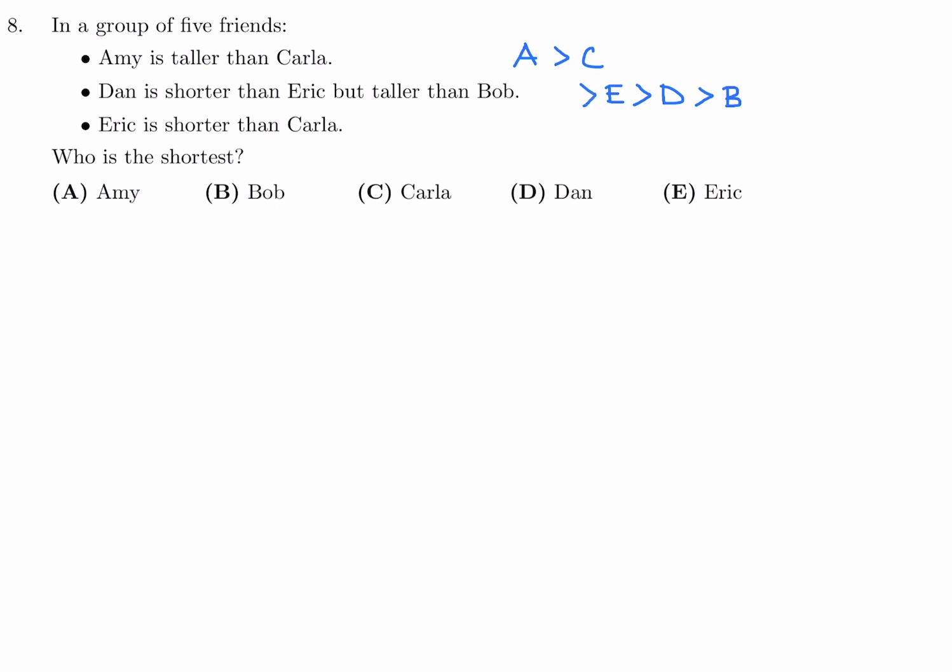I'm just going to write it here like that. Well, I can continue that by just putting an A here from this up top. And there we go. We got all the friends on one continuum, A greater than C and so on. And the shortest is the one at the very end, which is B. So the shortest is Bob. B for choice B for number 8.